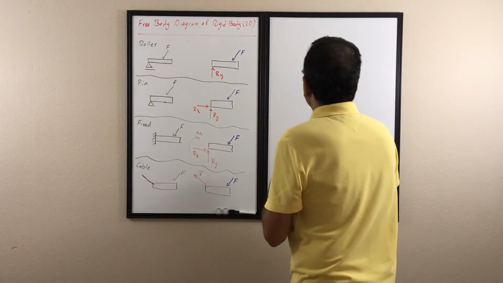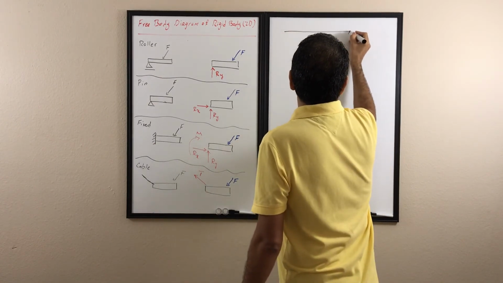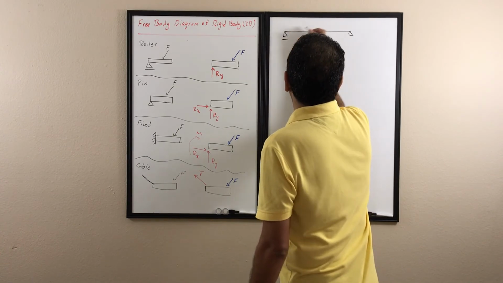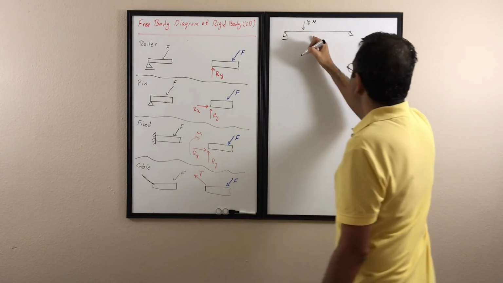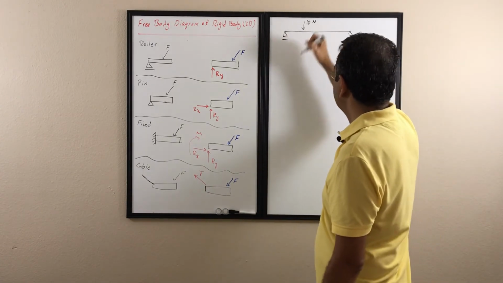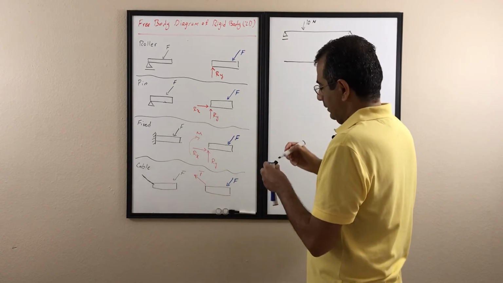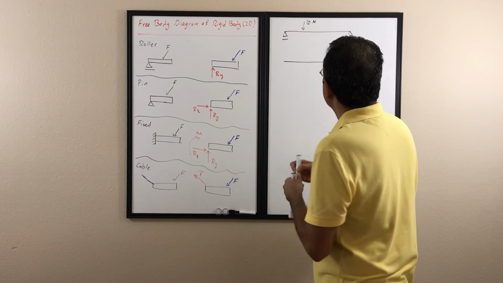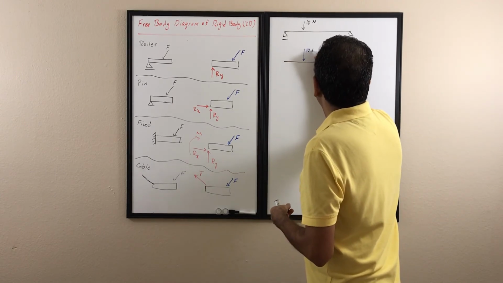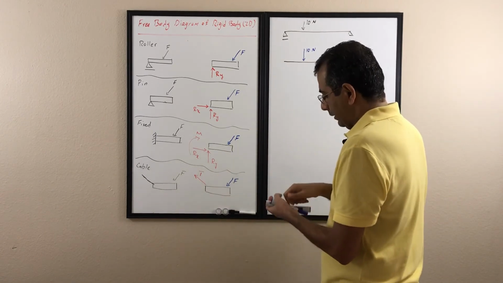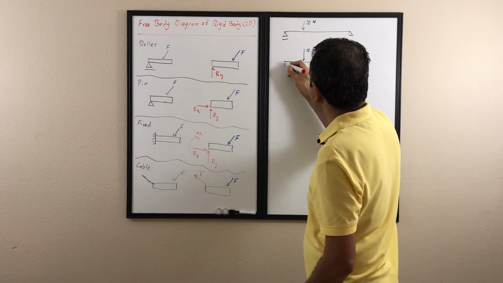So assume I have a beam like that, and I have, for example, 10 Newton here. To draw the free body diagram of that, I'm going to draw the beam itself, and then I'm going to draw the external forces, which in this case is going to be 10 Newton. And then here I have a roller, so I'm going to replace it with a force normal to that roller. It doesn't let it go up or down.